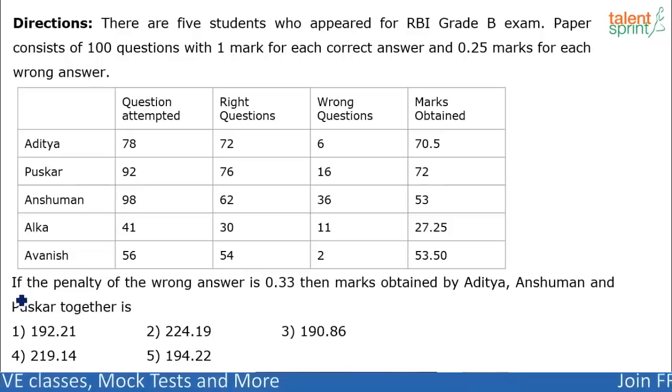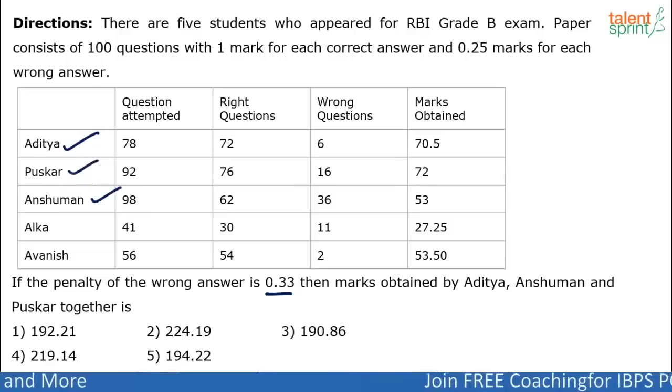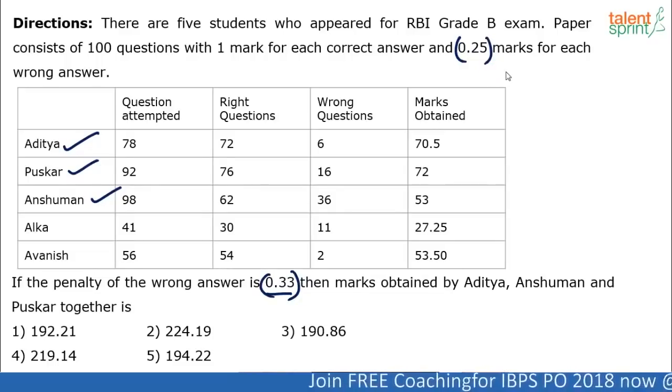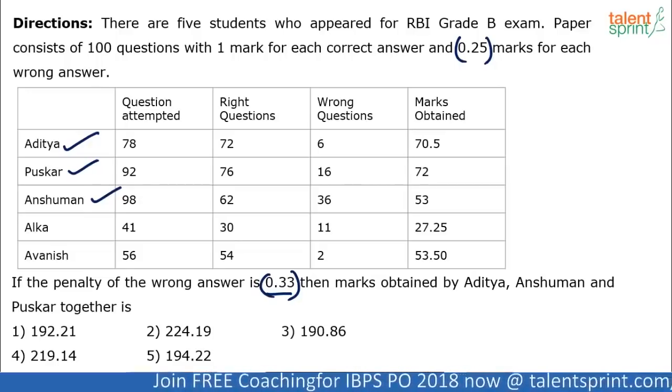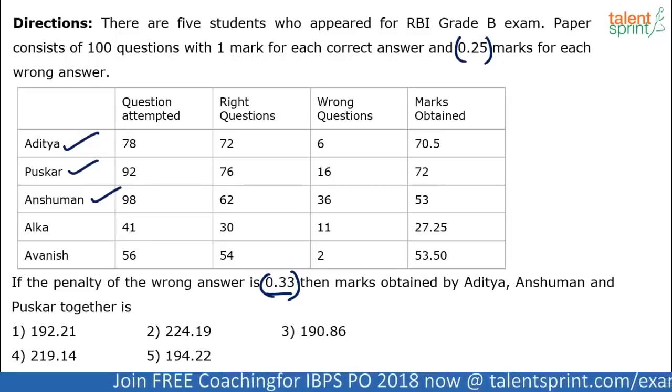So the next question reads: if the penalty of the wrong answer is 0.33, then the marks obtained by Aditya, Anshuman and Pushkar together is? So Aditya, Anshuman and Pushkar together have obtained how many marks if the penalty is 0.33 instead of 0.25? Remember, as per the original directions, the penalty is 0.25, but here he says the penalty is 0.33, right? The penalty is 0.33. So how do we solve this?